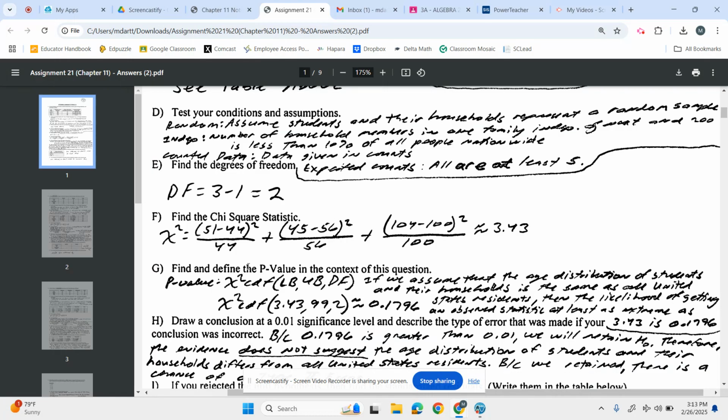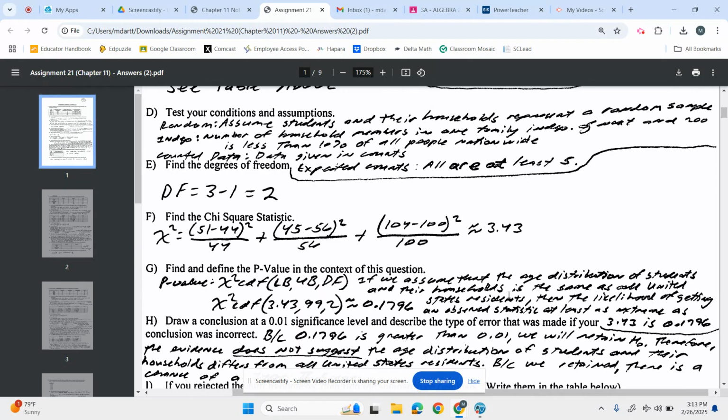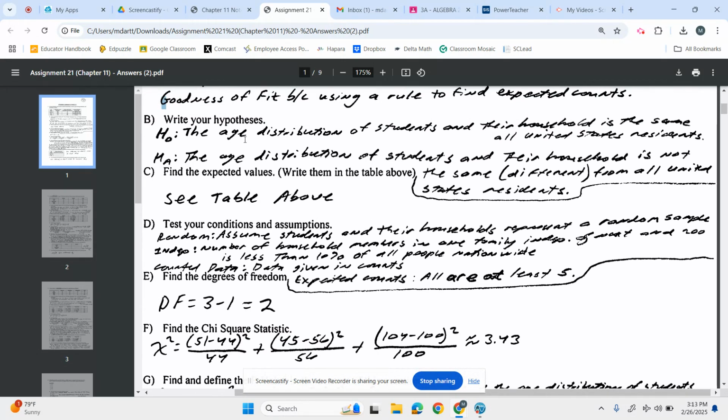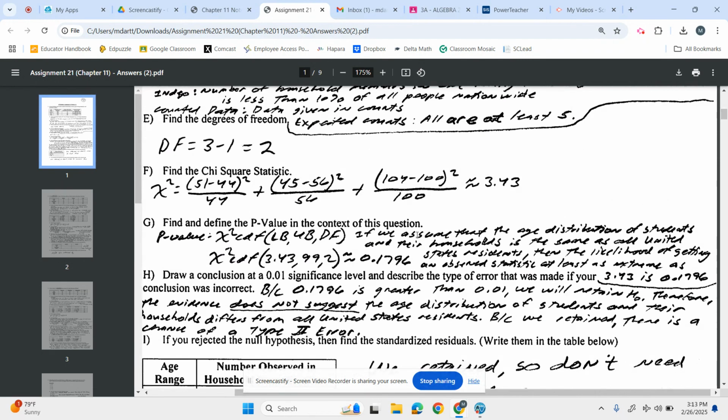So now, it says define the p-value. That's what I put over here. This is when we assume the null is true. And remember, the null was that the age distribution of students in their households is the same. So if we assume that the age distribution of students in their households is the same as U.S. residents, then the likelihood of getting an observed statistic at least as extreme as our, in this case, chi-squared statistic, 3.43, is our p-value.